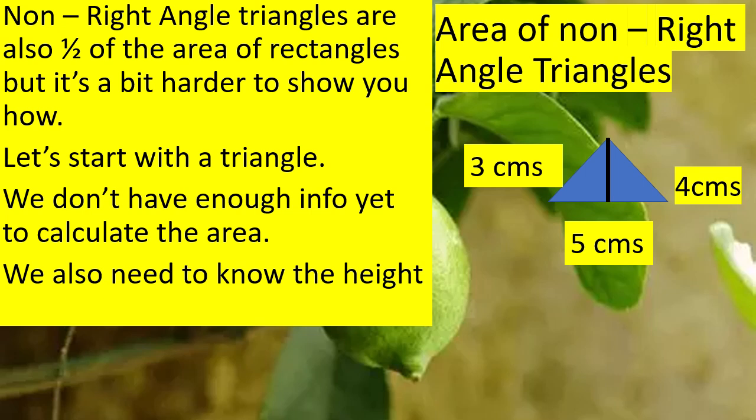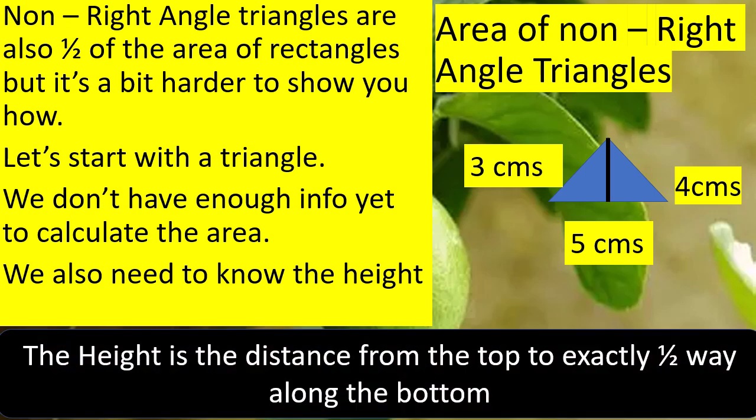Now, non-right angle triangles are also half of the area of rectangles, but it's a bit harder to show you how. So let's start with the triangle. We don't have enough info yet to calculate the area. We have the 3 sides. One is 3 centimeters, one is 4 centimeters, one is 5 centimeters. We also need to know the height. The height is the distance from the top to exactly halfway along the bottom. So that's the black line on the screen.